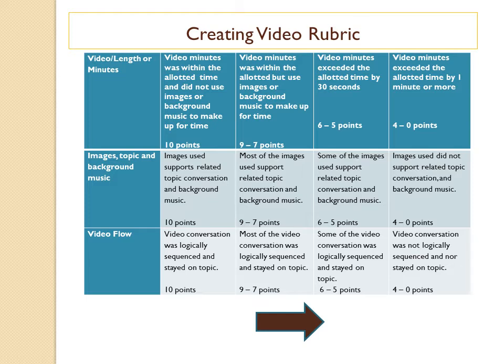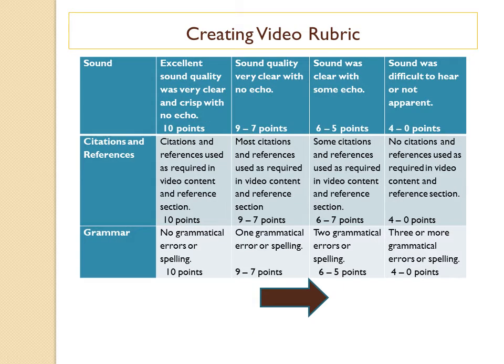And then the video flow: the video should stay focused on the topic and should be sequenced in a logical manner. And that is scored from 10 to 0. We're looking now at the sound of the video. It starts with excellent, where it's clear and crisp with no echo in the background, and it goes straight to 0, where it's difficult to hear and there is no audio at all.